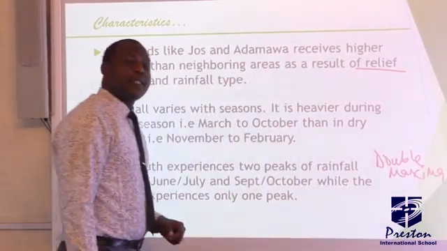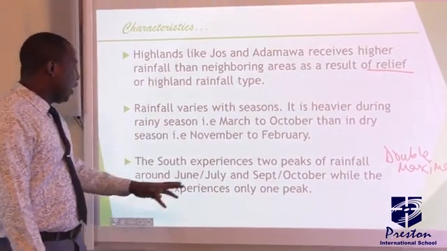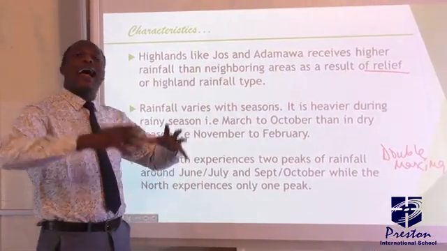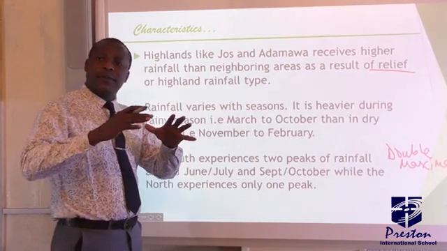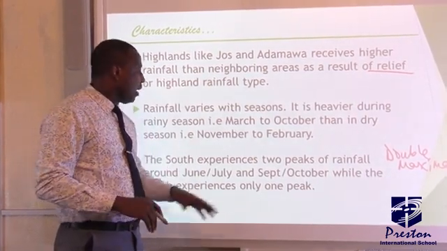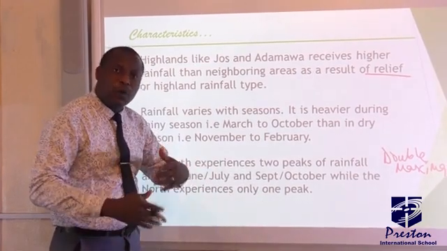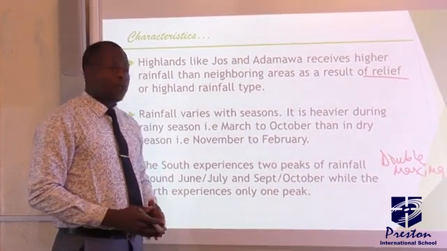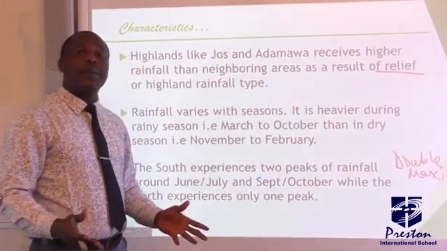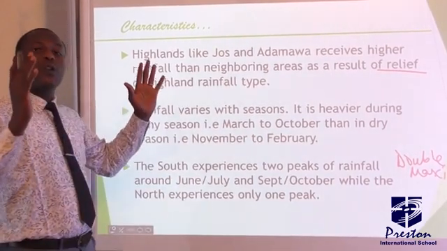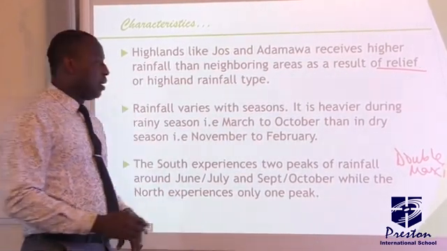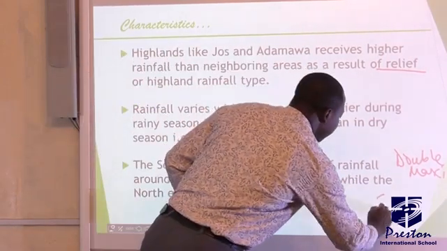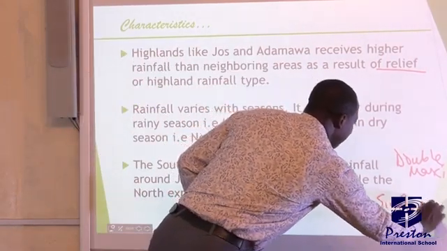This actually means that in the southern part of the country, between June and July, there will be a heavy amount of rainfall. And then during the August period, the rain decreases or reduces. And then between September and October, the rainfall picks up and becomes much. We call that double maximum. What does that mean? It's telling you that there are 2 periods where the rainfall is high, while at the north, they only have 1 maximum. That's single maximum.